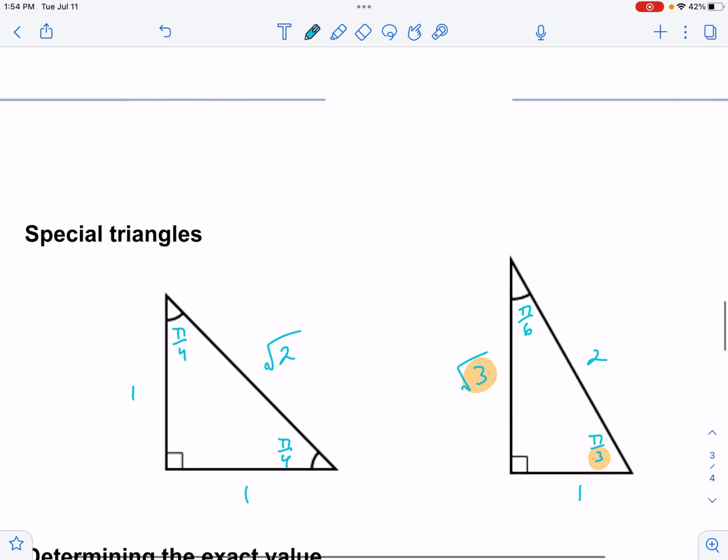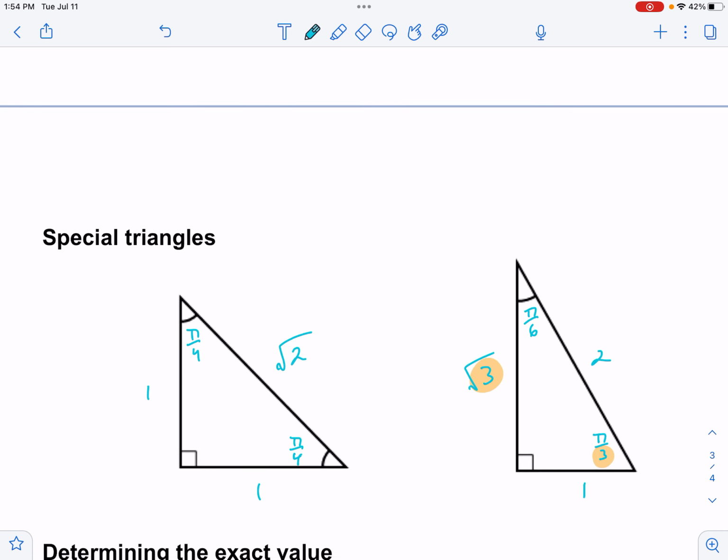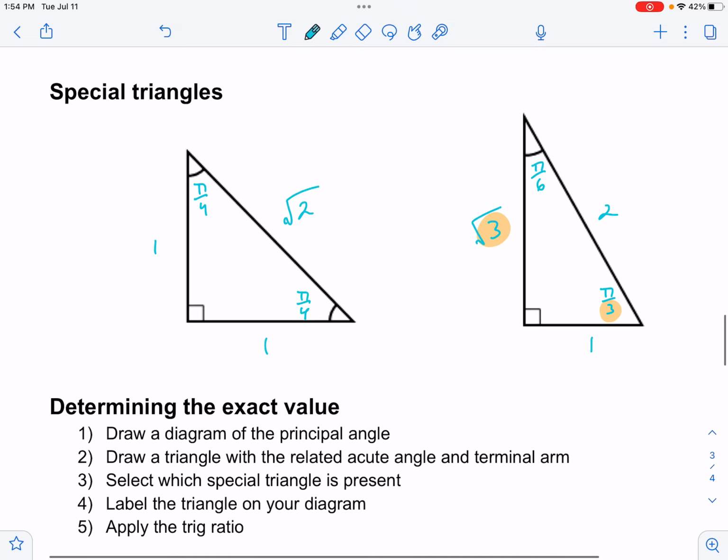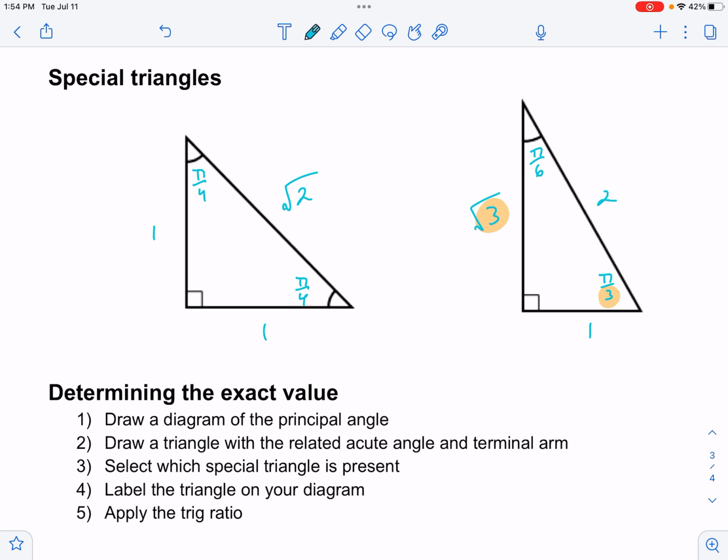So these are two special triangles that you need to memorize. And the reason that we use these special triangles is in order to help us to determine the exact value of a trigonometric ratio. Okay, so when we determine our exact value, the very first thing we want to do is draw a diagram of the principal angle, and then draw a triangle with our related acute angle, including our terminal arm.